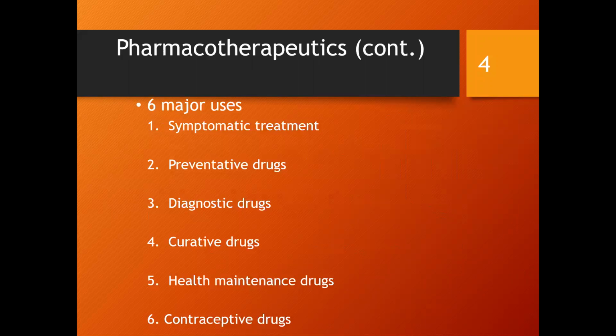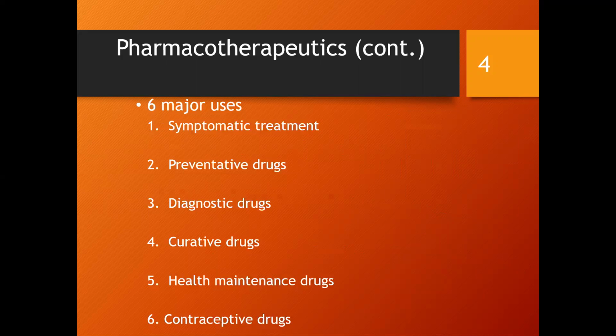Continuing on, pharmacotherapeutics. There are 6 major uses for medications. First one, symptomatic treatment. So that's if I have a headache, I take some ibuprofen. I'm not really sure what's causing the headache, but it may be a symptom of something. Maybe I have some hypertension or high blood pressure. Maybe I have a neck muscle that's bothering me. Whatever the reason, we'll treat that symptom with the ibuprofen.